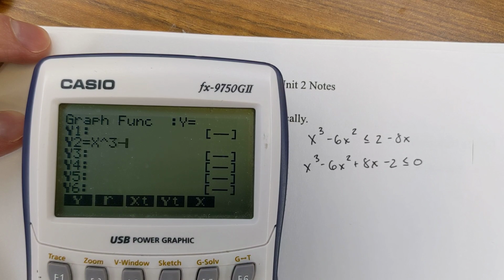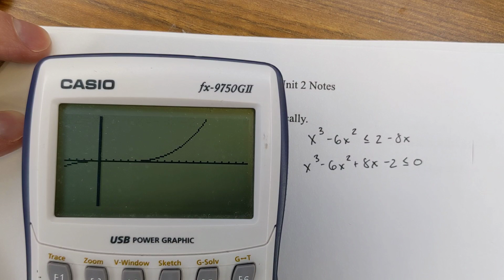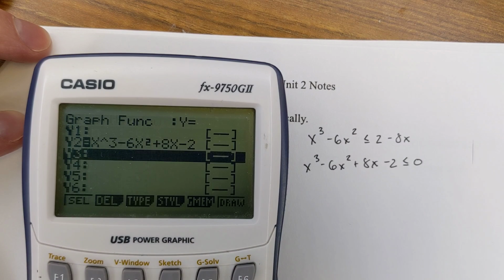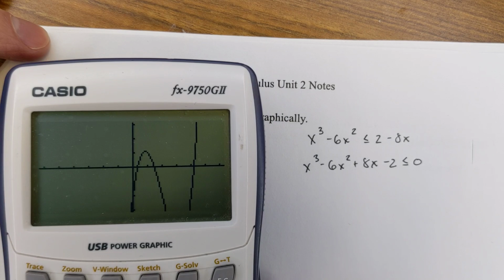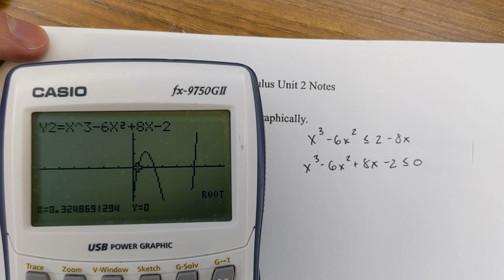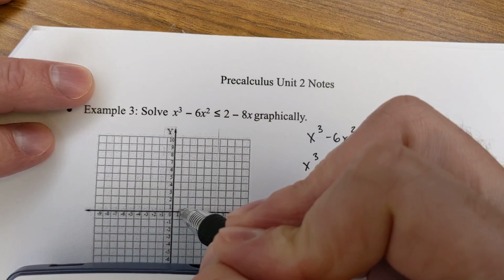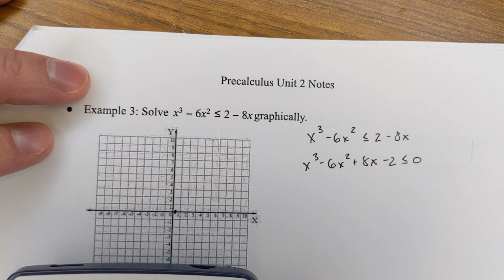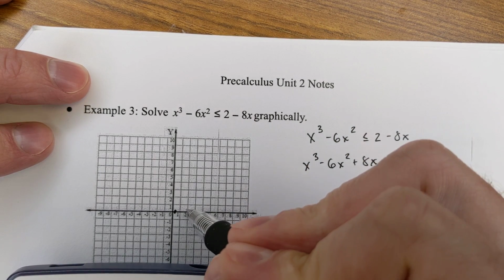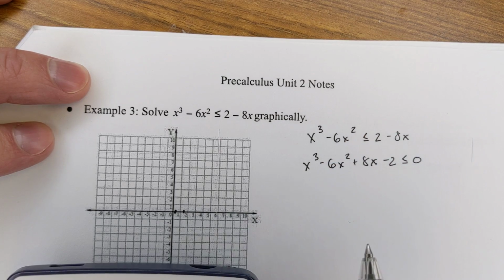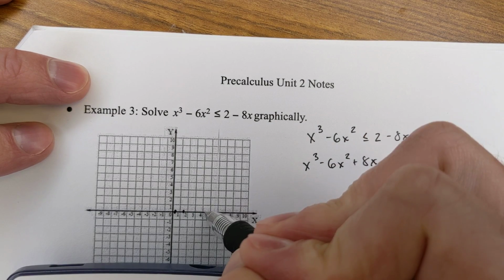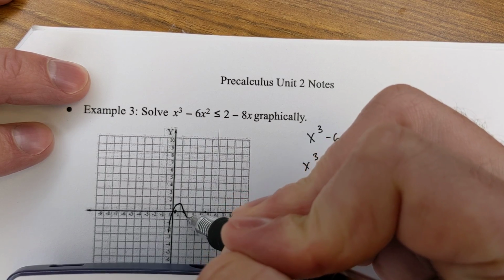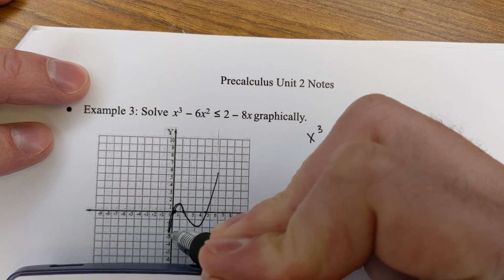All right, x cubed minus 6x squared plus 8x minus 2, draw. Let's reset our window here. There we go. So G-solve, the roots are negative 0.3, so that's like here. About 1.5, so right here. And the last one is at 4.2, so about here. It does something like this. You don't have to be very exact, you just need the shape.